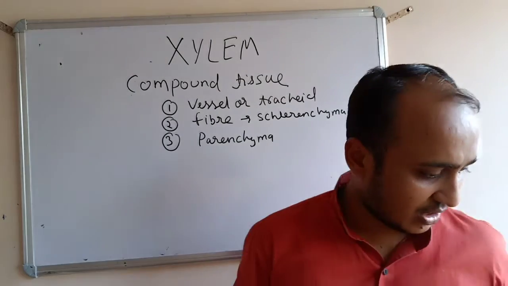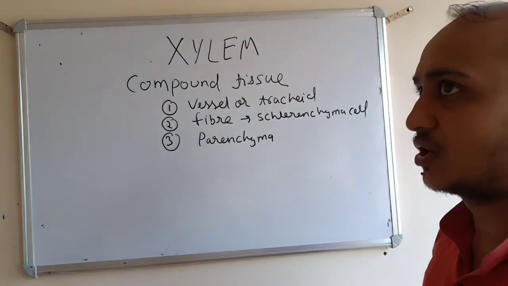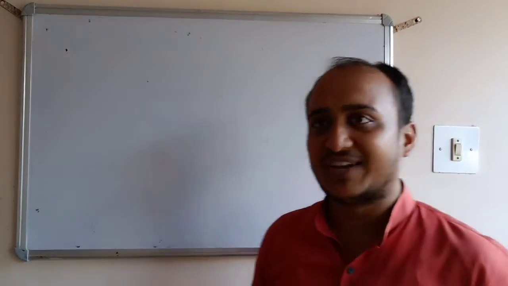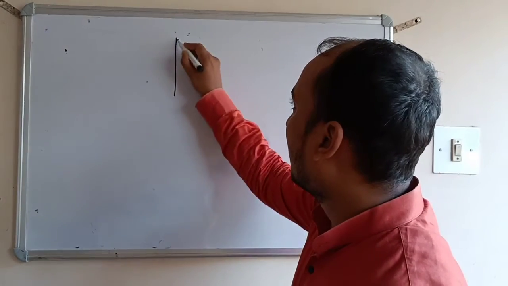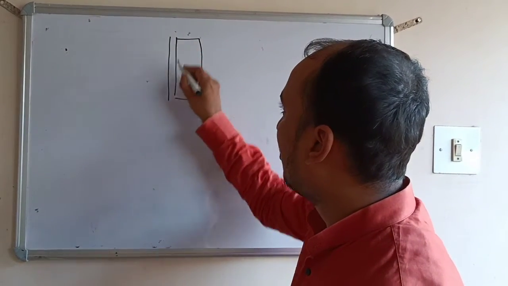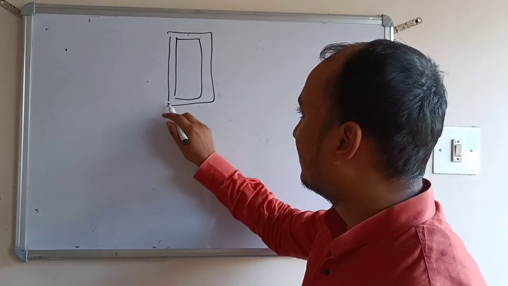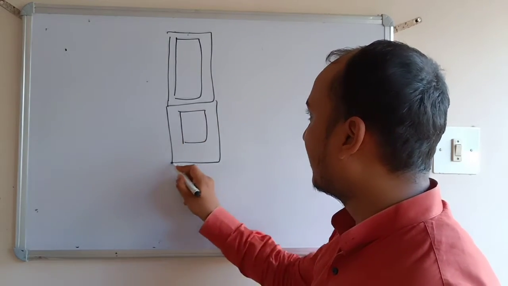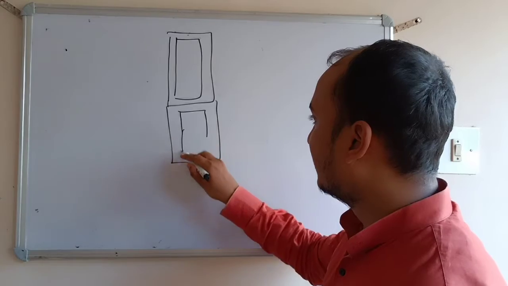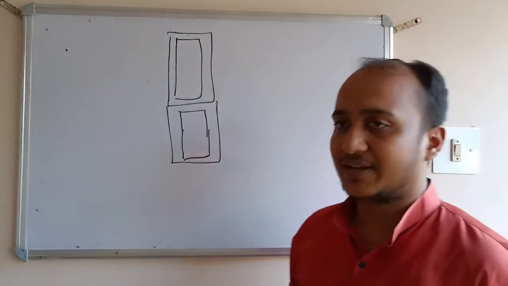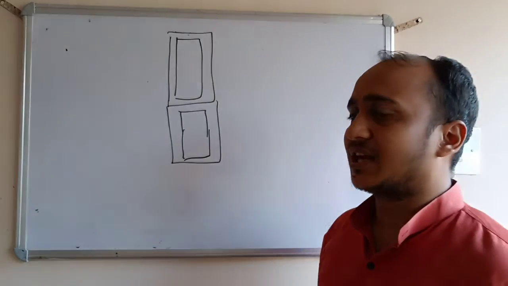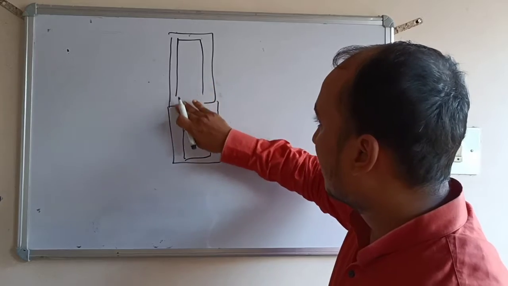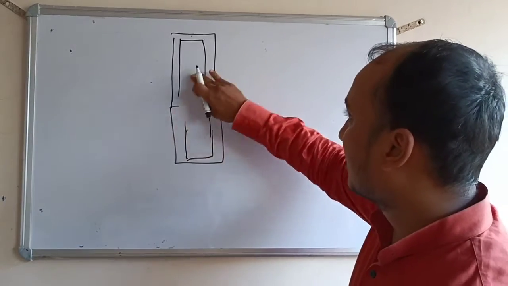Now let us draw the structure of xylem. First I am going to draw the structure of a vessel. How is a vessel formed? This is the vessel. Vessel cells are arranged one above another, as you can see in the diagram. What happens is that this layer dissolves.